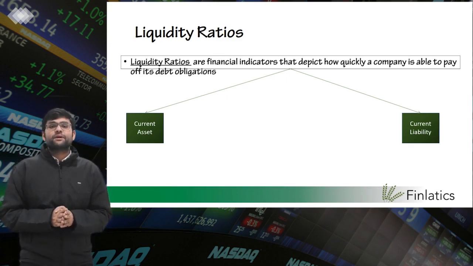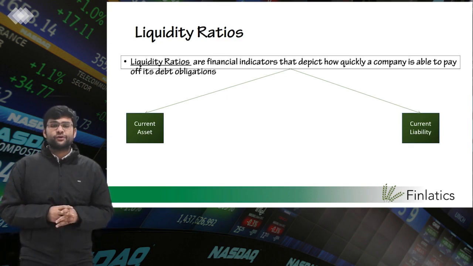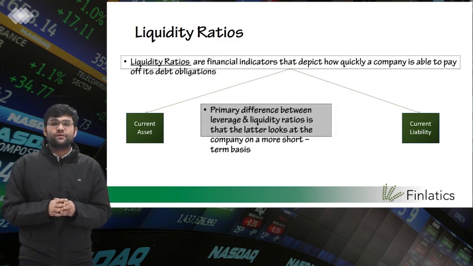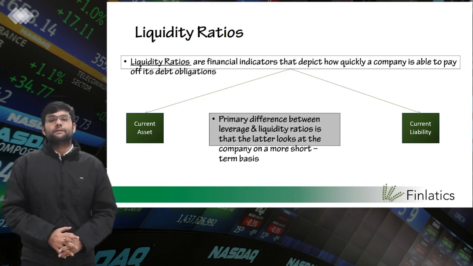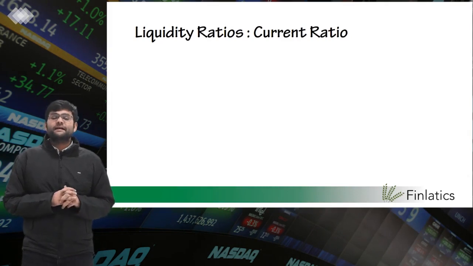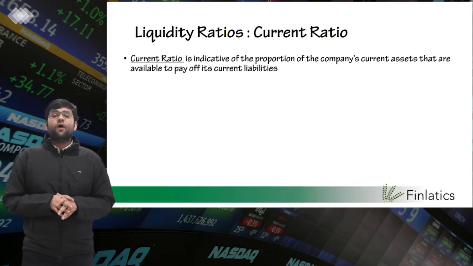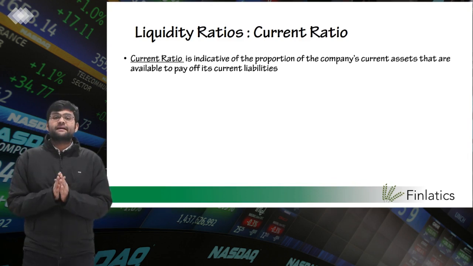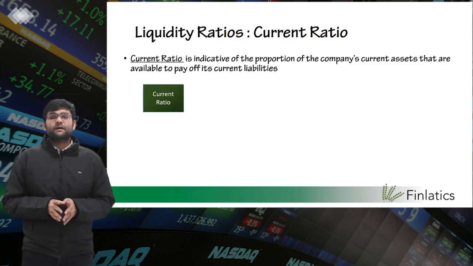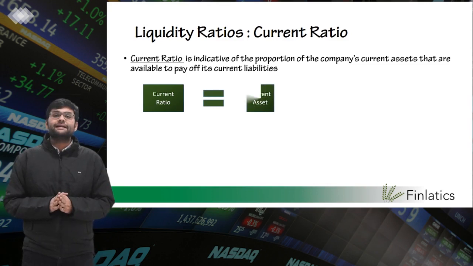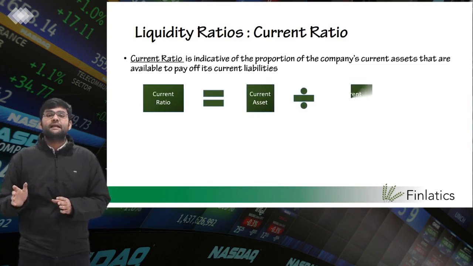The primary difference between liquidity and leverage ratios is that liquidity ratios look at a company from a more short-term perspective. The first liquidity ratio that we are going to study is called current ratio. Current ratio is indicative of the amount of a company's current assets that are available to pay off its current liabilities. Therefore, current ratio is equal to current assets divided by current liabilities.